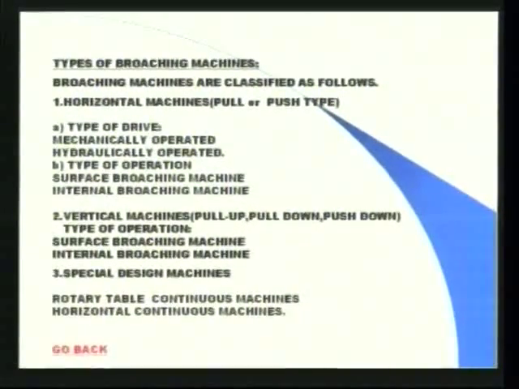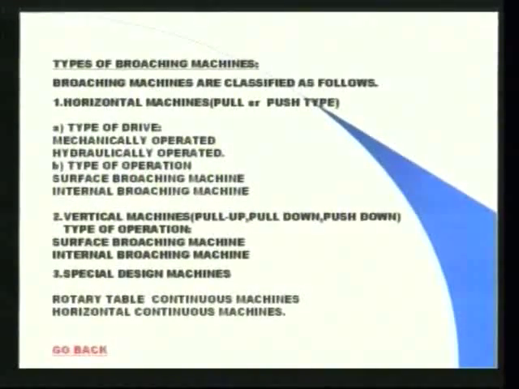Horizontal machines are further classified according to type of drive and according to type of operation. According to type of drive, they may be classified as mechanically operated, hydraulically operated. According to type of operation, they may be classified as surface broaching machine, internal broaching machine.